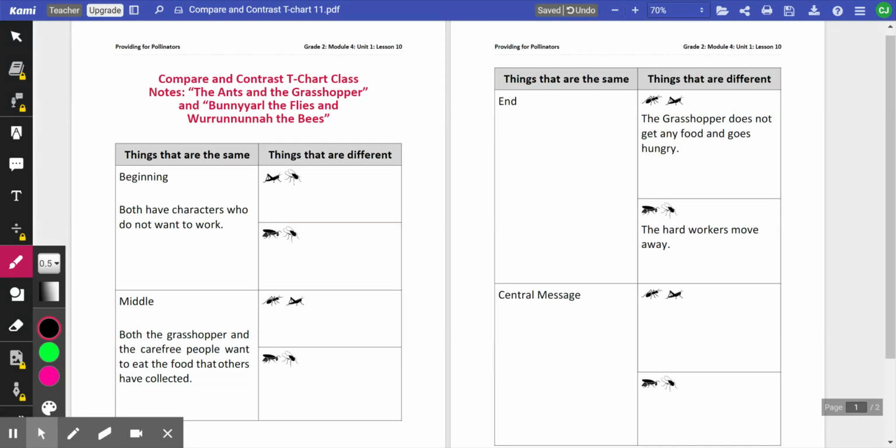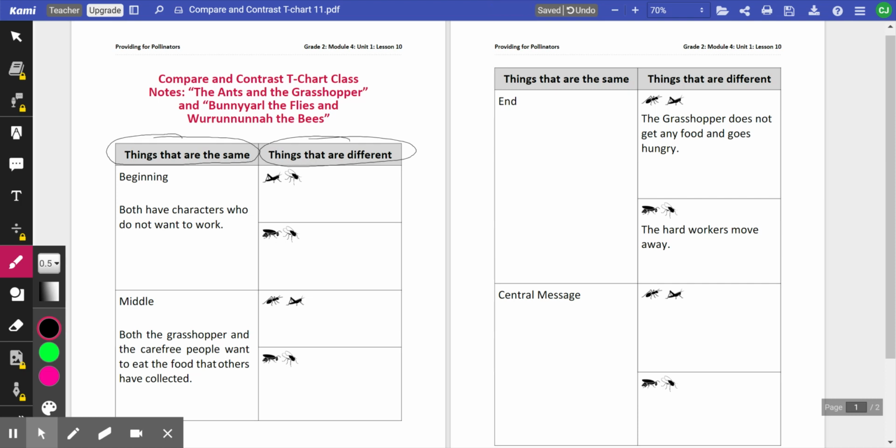All right, boys and girls, this is our compare and contrast T-chart. This is where we'll collect our notes about the ants and the grasshopper and Bunny Earl the flies and Warren and the bees. We're going to tell on this side how the two stories are the same, and on this side we're going to tell how the two stories are different.